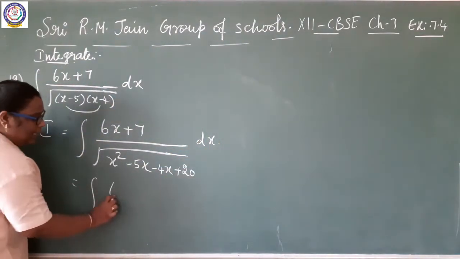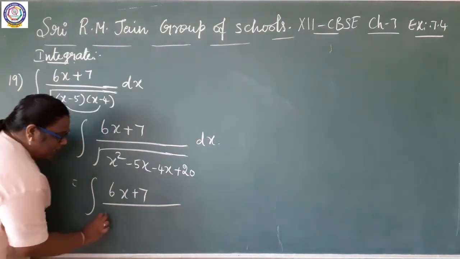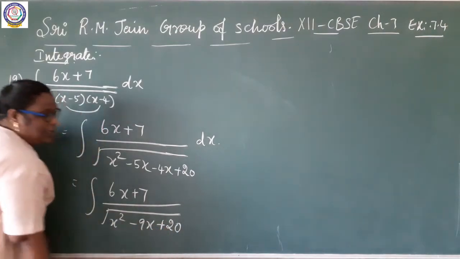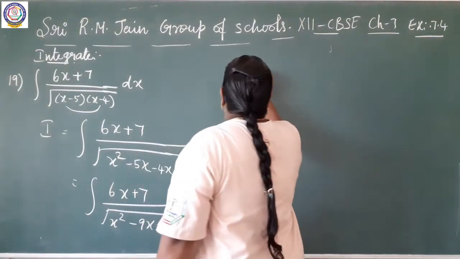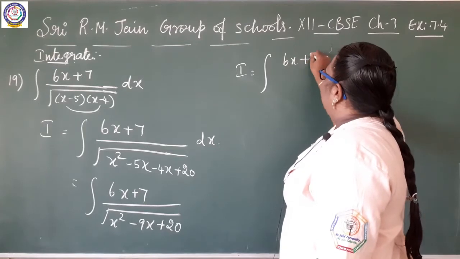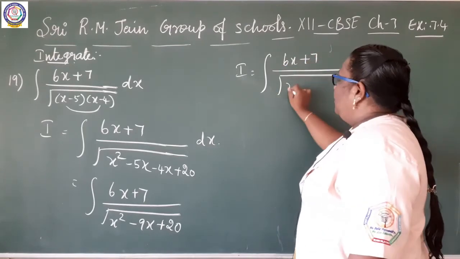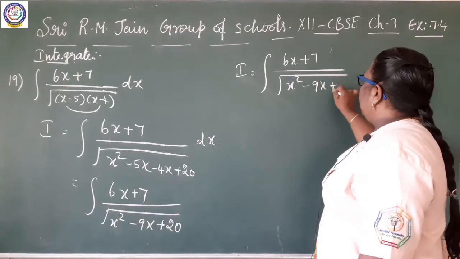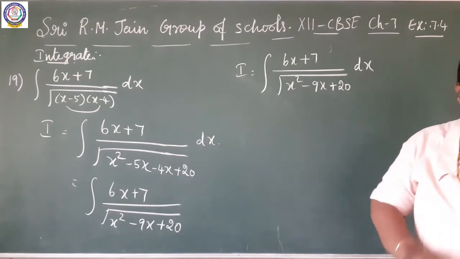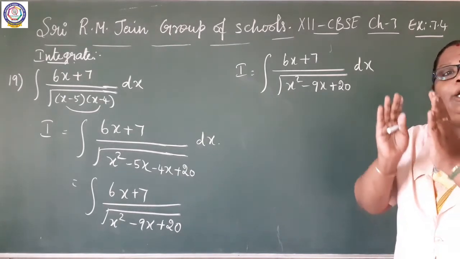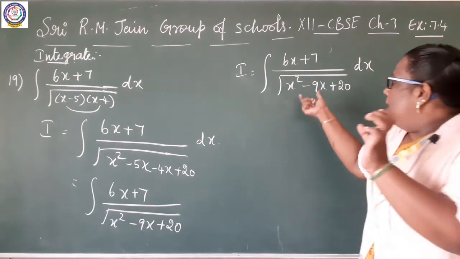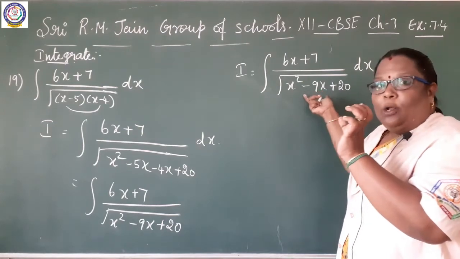So it gives integral 6x plus 7 by root of x square minus 9x plus 20. So I equal to integral 6x plus 7 by root of x square minus 9x plus 20 into dx. You know the property. What is the property? Numerator equal to a into d by dx of the denominator plus b. You don't take the square root, you take this quadratic form alone.